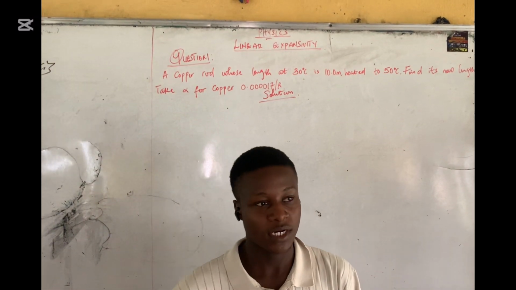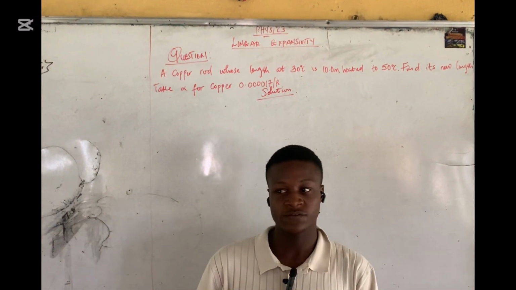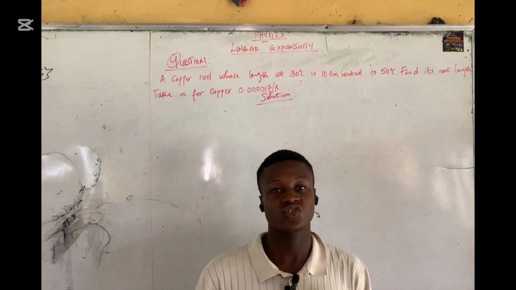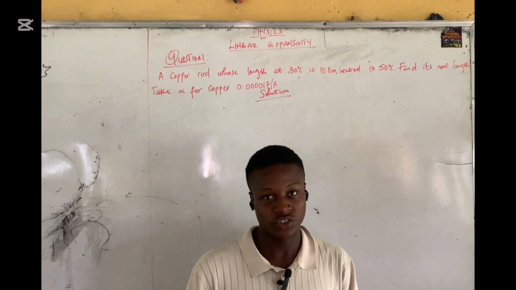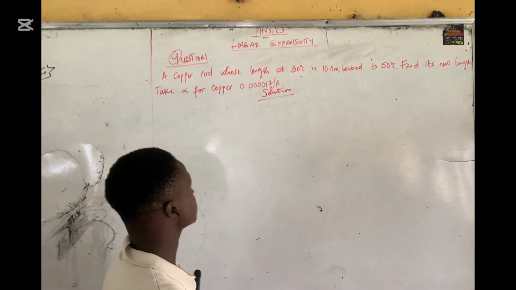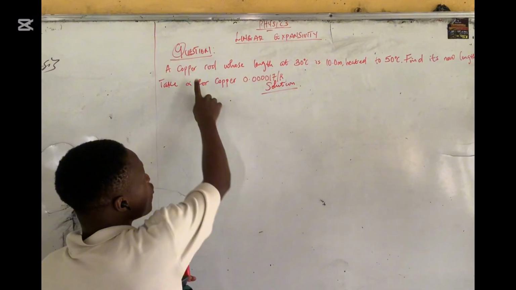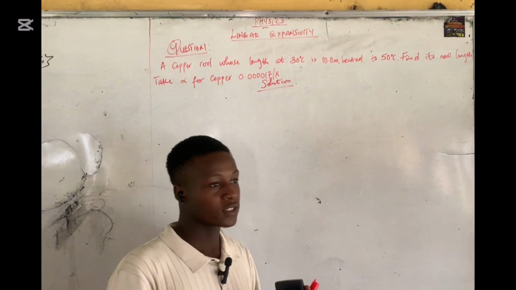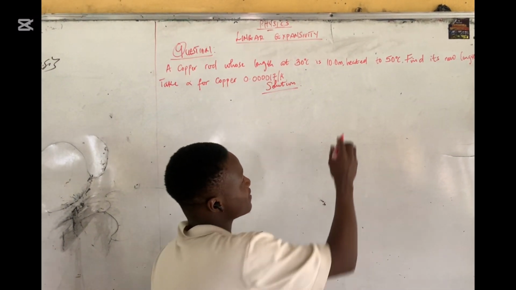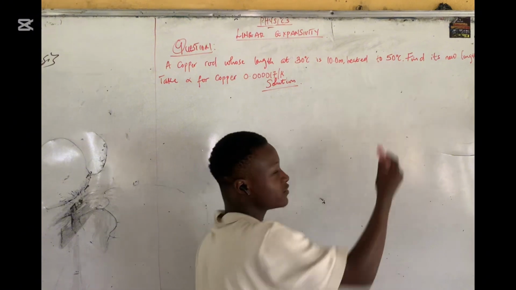In my last video, I told you guys that whenever you're solving any physics question, you need to bring out your parameters so you will know what you are solving for, right? So now let's bring out the parameters. From the question, we have a copper rod whose length at 30 degrees Celsius is what?